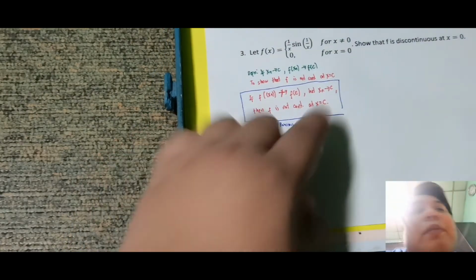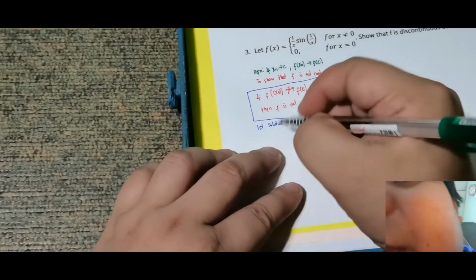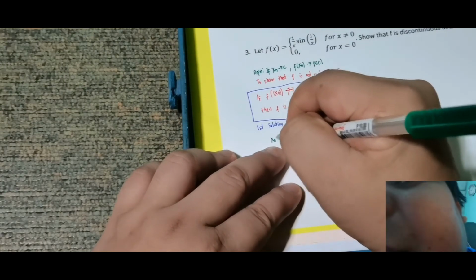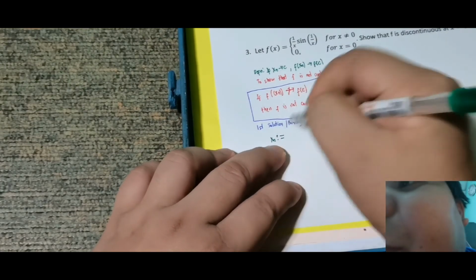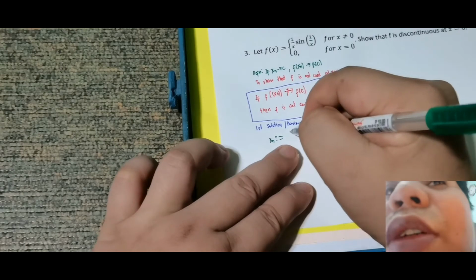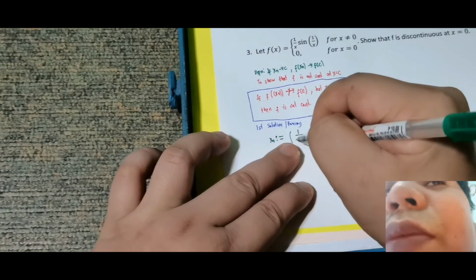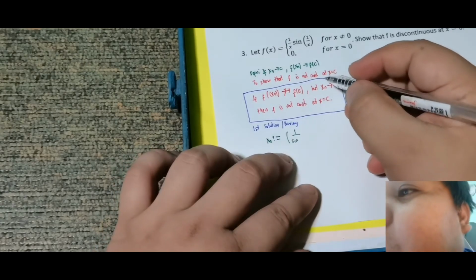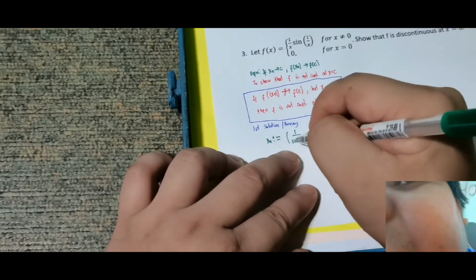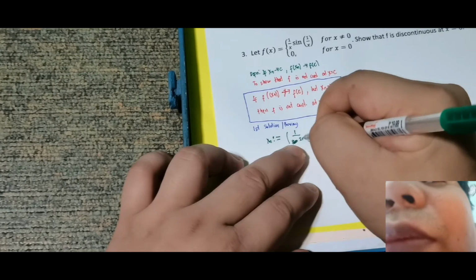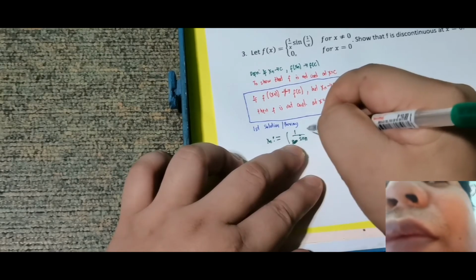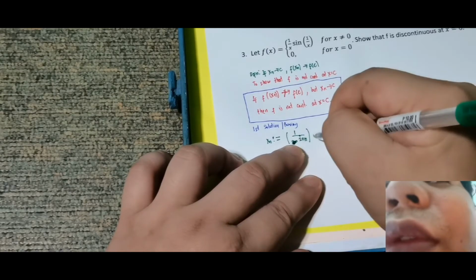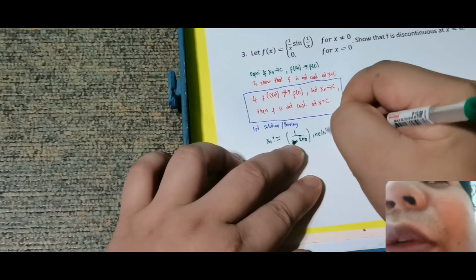Ang gagawin ko, hanap tayo ng x sub n. So define natin si x sub n. Define x sub n to be the sequence of 1 over 2n pi, for n element of natural number. Bakit ako may sine? Ipapaliwanag ko mamaya.